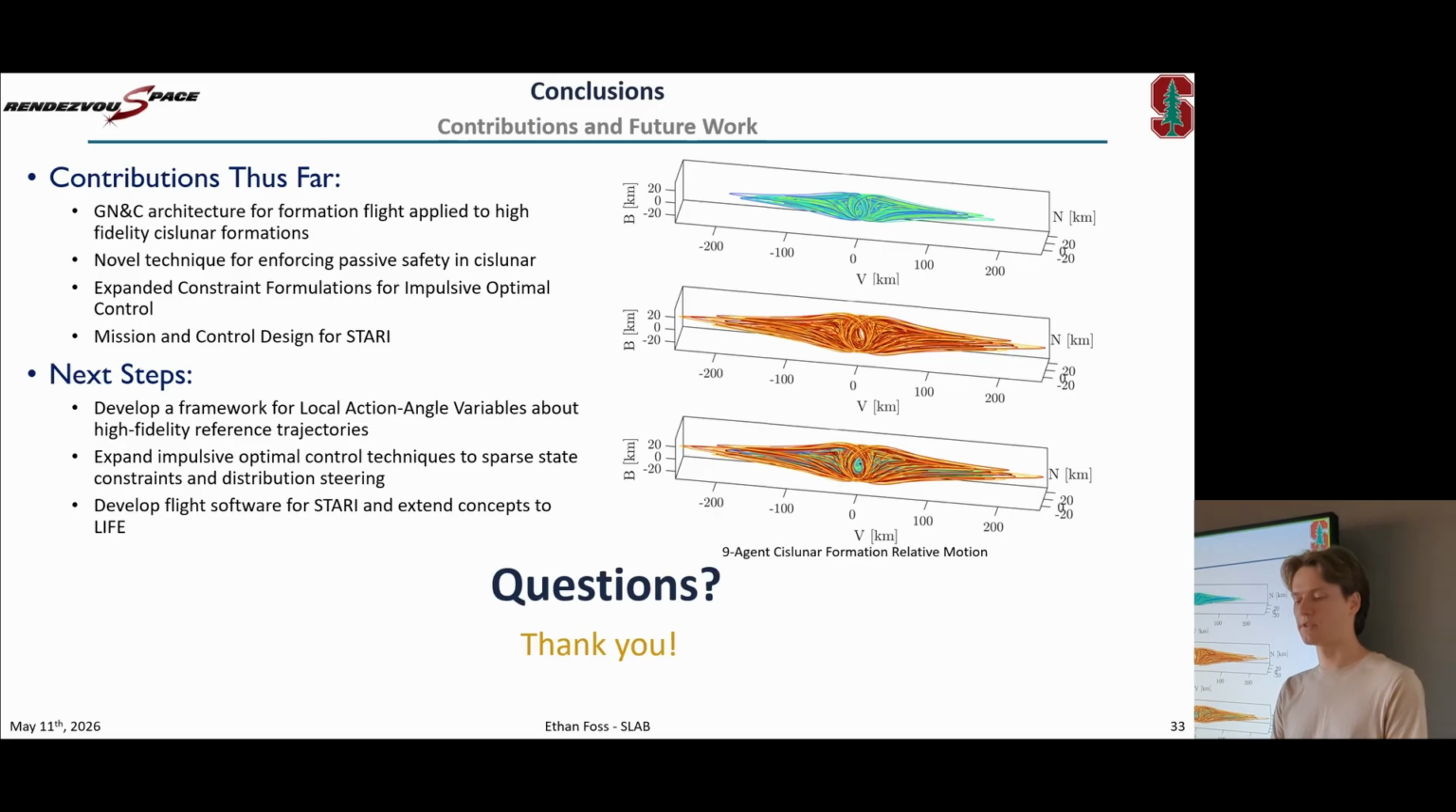In terms of next steps, I would like to develop a framework for local action angle variables about high-fidelity reference trajectories, expand impulsive optimal control techniques to sparse state constraints and distribution steering, and develop flight software for STARry and extend these concepts to the LIFE mission.